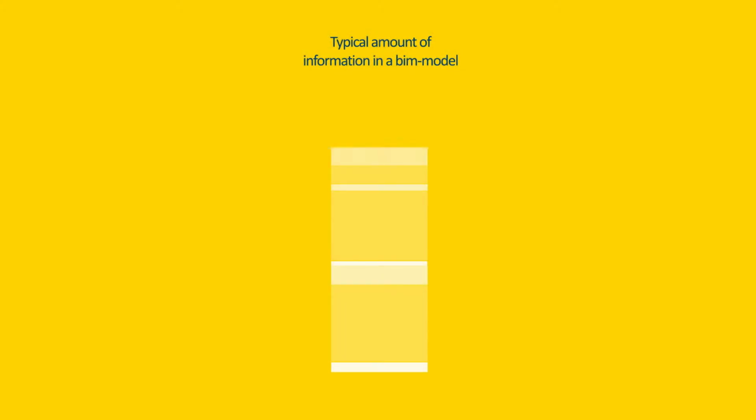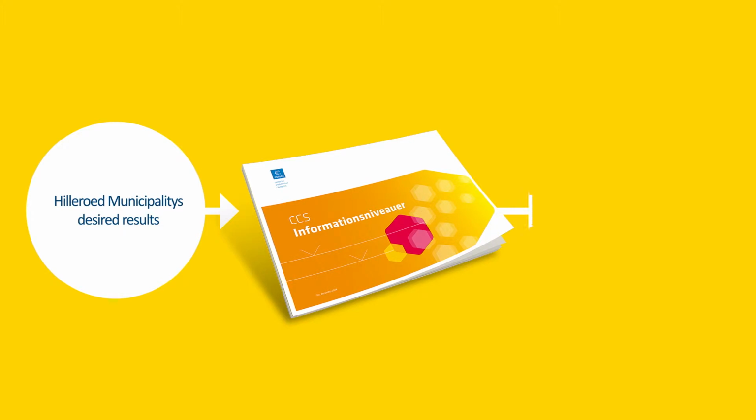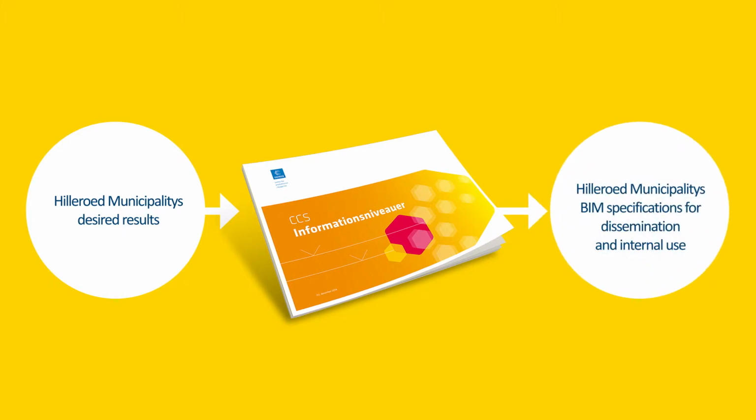Even though the talk of building modeling software for facilities management is today often based on the use of a detailed as-built model filled with data, Hillerød Municipality has come to the conclusion that a very simple model would create more value than a detailed model. Therefore, they developed a clear and simple specification for the building component model, which they established and communicated out with the help of CCS information levels.